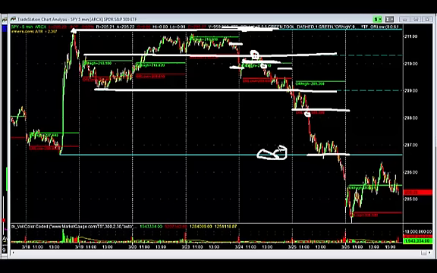So this is the low of the Fed day. This is the low of the inside day, and here's your opening range breakdown. Okay? If you're looking for these patterns, they should jump right out at you.